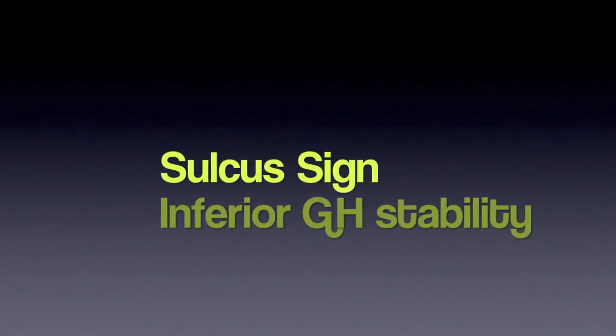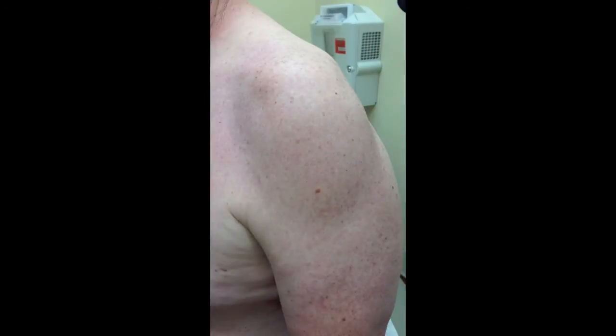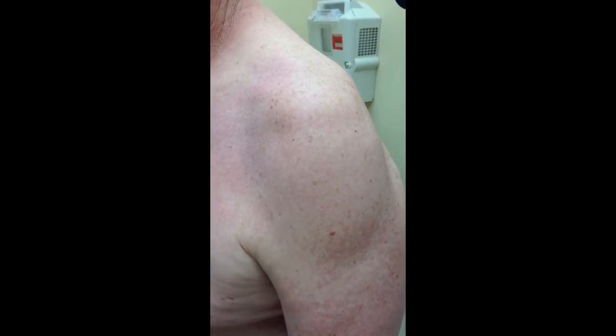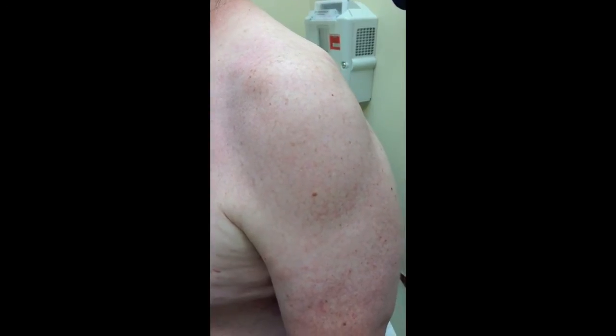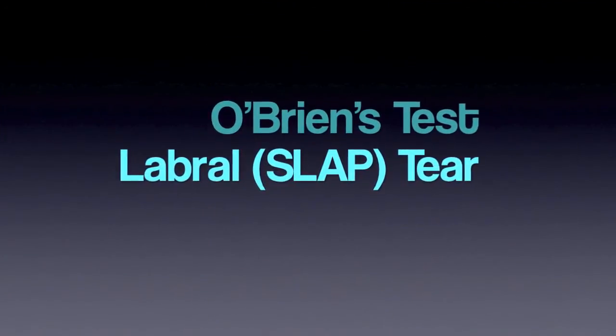The Sulcus sign is a simple test for inferior glenohumeral instability. Position the patient with their arm hanging comfortably from their side. The provider simply provides downward traction to the patient's humerus. A sulcus or indentation can be seen between the acromion and the superior humerus because of the negative pressure in the shoulder joint. A sulcus of greater than 1 centimeter or asymmetry compared to the patient's other side may indicate inferior instability.